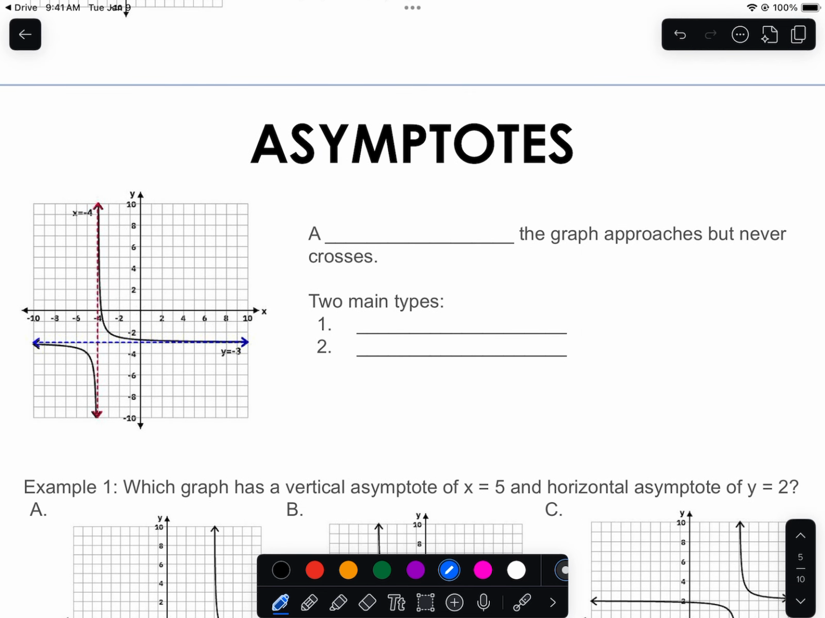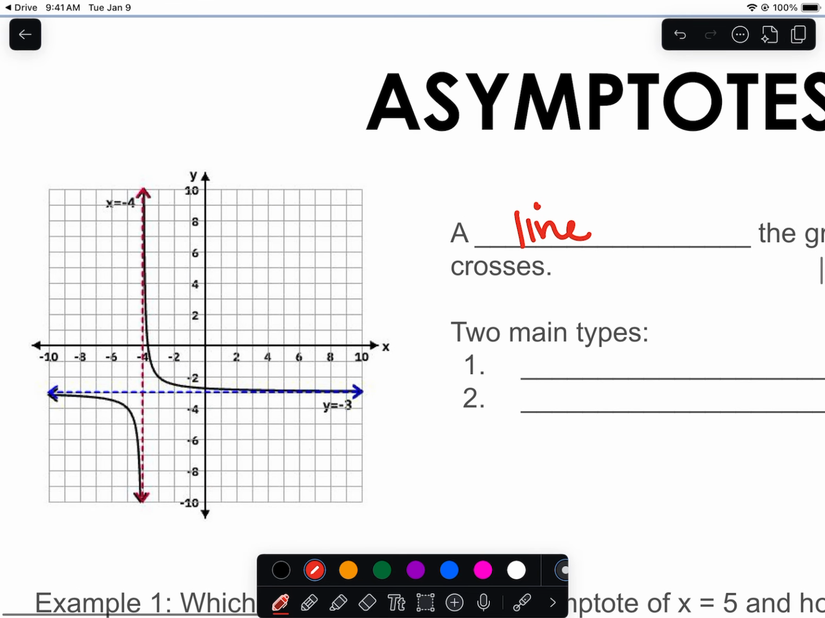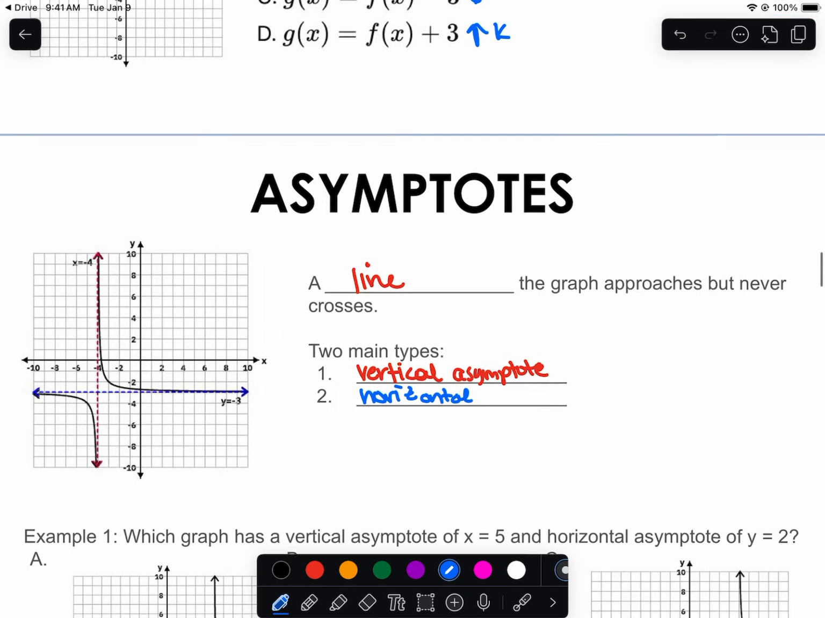We're now looking at asymptotes. Just as a quick reminder, asymptotes are a line that the graph approaches but never touches. We have two main types. There's a vertical asymptote and a horizontal asymptote. So your horizontal is going to be your y equals. Vertical is going to be x equals.